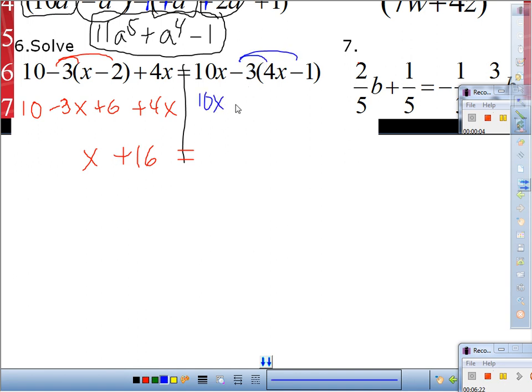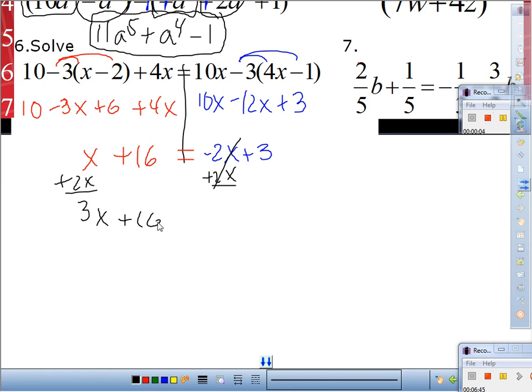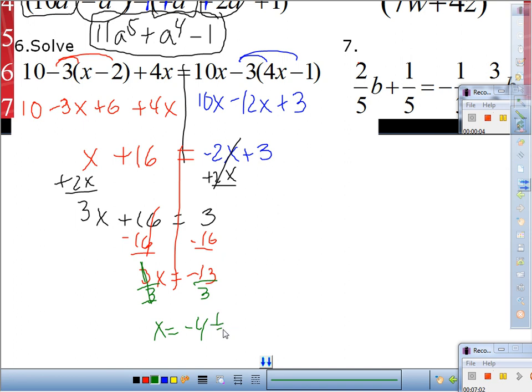10x, distribute, that's negative 12x plus 3. Combine like terms. What is 10x minus 12x? Negative 2x plus 3. Can I simplify any more? No. Now we need to get all variables to one side. What's the smallest variable? The negative 2. So we add 2x, add 2x. So we end up with 3x plus 16 equals 3. And we know what to do from there. Inverse operations, minus 16. We get 3x equals negative 13. And my last step, divide by 3, divide by 3. X equals negative 4 and 1/3.